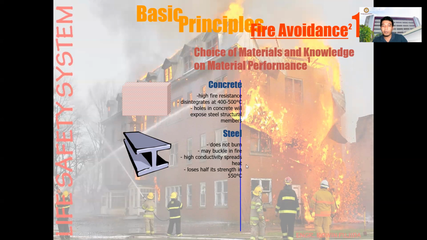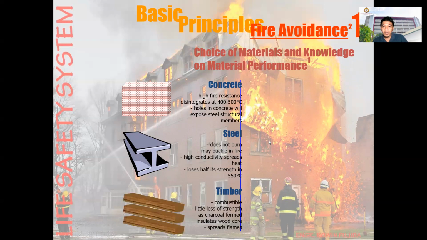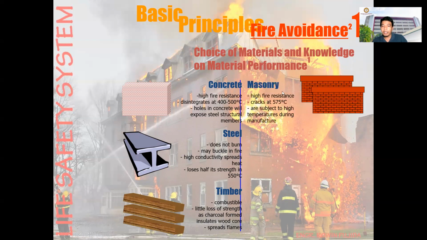High conductivity spreads heat, then it loses half of its strength at 550 degrees Celsius. Another is timber. This is combustible, with little loss of strength as charcoal forms, which insulates the wood core, then spreads flame. Another is masonry, that is highly fire resistant, cracking at 575 degrees Celsius. This is subject to high temperature during manufacture.